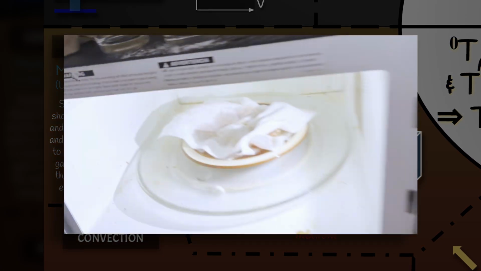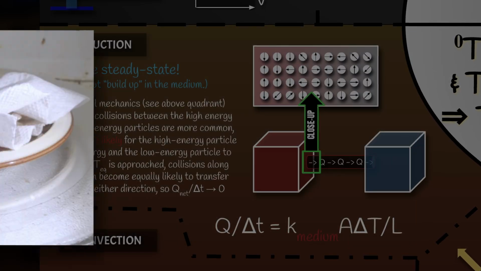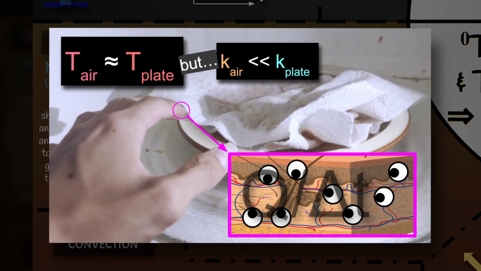This is why you can stick your hand in a microwave just fine, but as soon as you touch that stupid plate, it burns like hell. Although the air and surface temperatures in the microwave are quite similar, the cells in your skin detect the gradient of heat transfer, not the temperature difference.